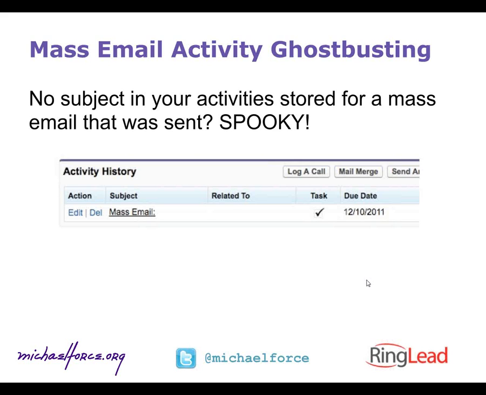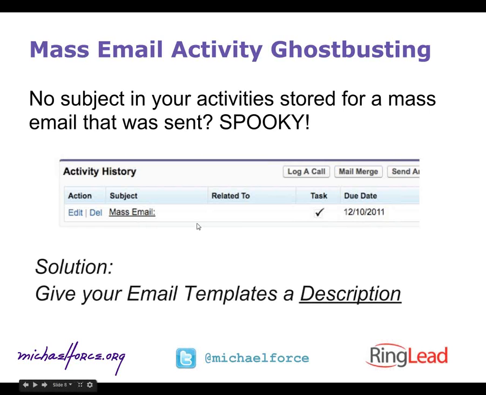In this case, you can see the little purple line means that it was on a contact. And basically the subject would just say mass email and then have a colon and then nothing. It was just empty. And so you wouldn't know what mass email it was. And for the longest time, I thought it was supposed to be the name of the mass email, because when you're going through the mass email wizard, it asks you for a name. And I thought that would show up here, but it doesn't.